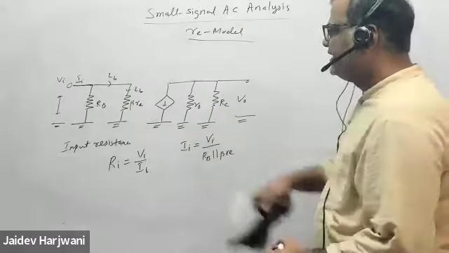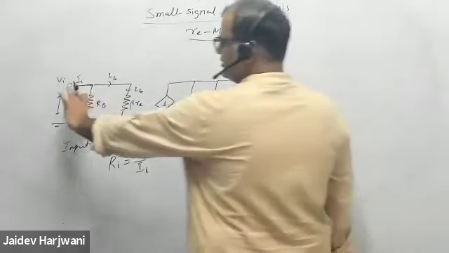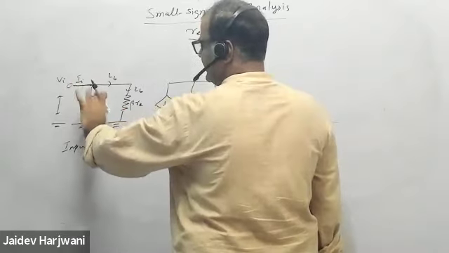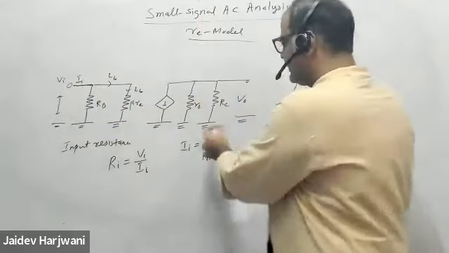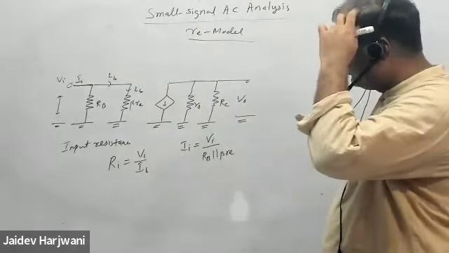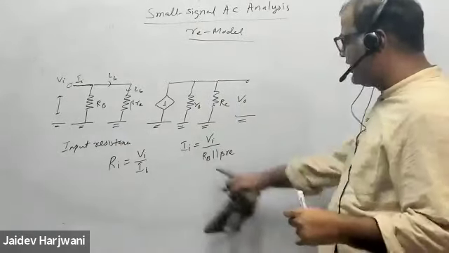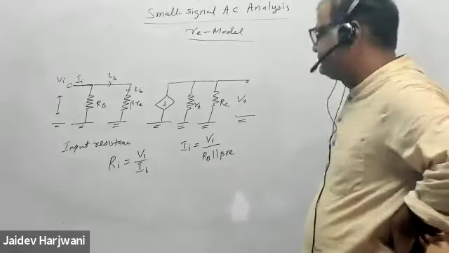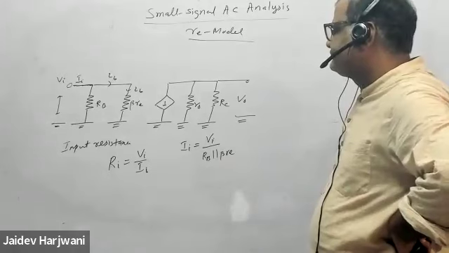Can I write like this? This is the voltage VI, and this current is going here and here. So can I write I input equal to VI upon RB parallel beta RE? Yes, sir. Okay.